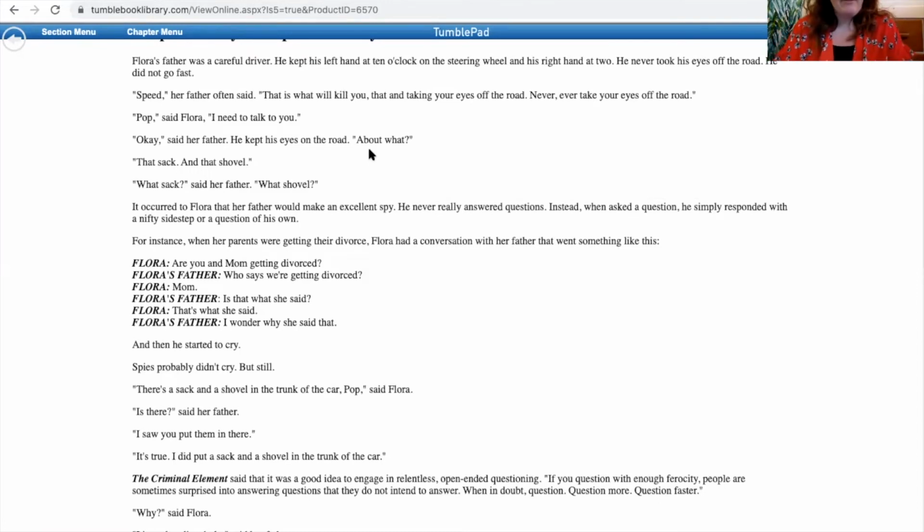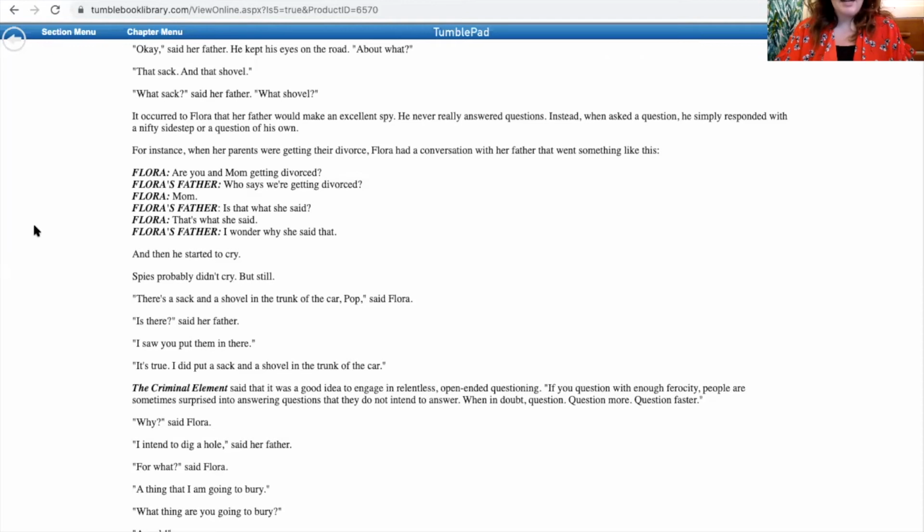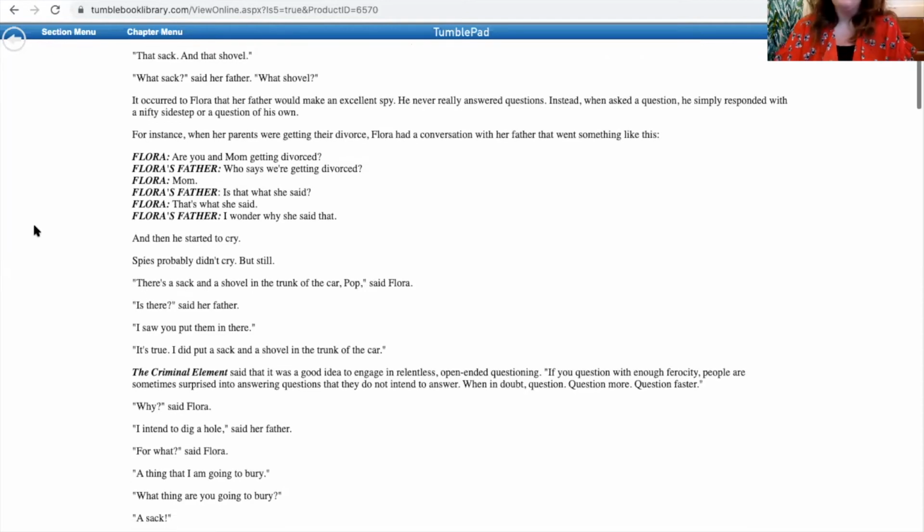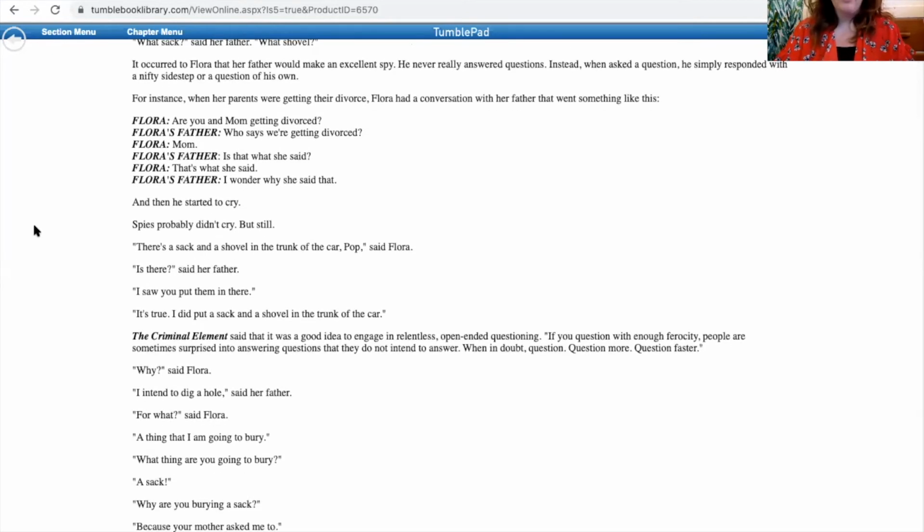Flora's father was a careful driver. He kept his left hand at 10 o'clock on the steering wheel and his right hand at 2. He never took his eyes off the road. He did not go fast. "Speed," her father often said, "that is what will kill you. That and taking your eyes off the road. Never, ever take your eyes off the road." "Pop," said Flora. "I need to talk to you." "Okay," said her father. He kept his eyes on the road. "About what?" "That sack and that shovel." "What sack?" said her father. "What shovel?" It occurred to Flora that her father would make an excellent spy. He never really answered questions. Instead, when asked a question, he simply responded with a nifty sidestep or a question of his own.